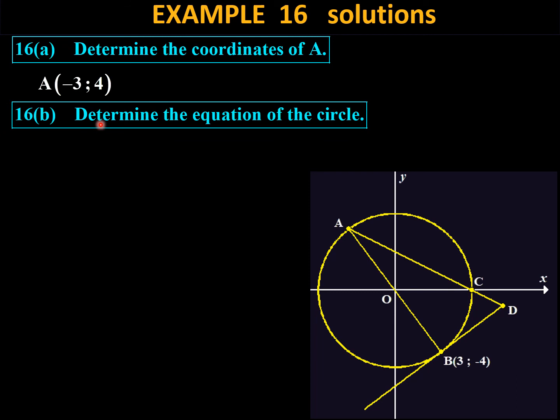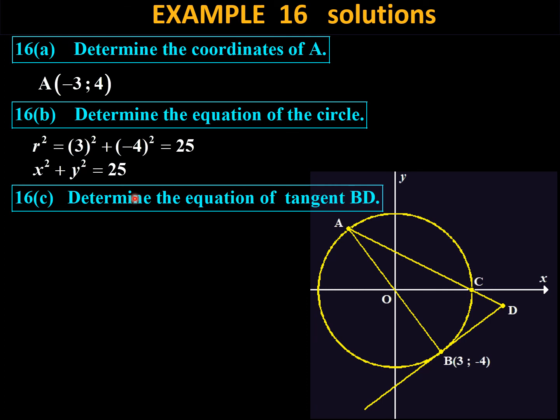Determine the equation of the circle. So for the equation of a circle, we need the radius. So the radius length, I can either work out OA's length or OB's length. Doesn't matter. If I work out either of the 2 lengths, I end up with r squared is 25. So my equation, because it goes through the origin, it's this formula, x squared plus y squared is equal to 25.